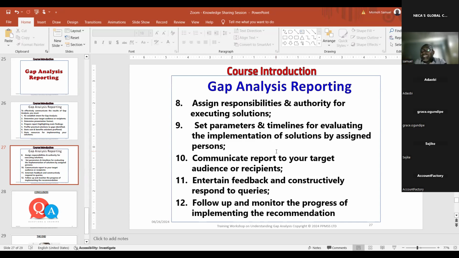So when you are circulating this report, the first question is, who are the authorized persons to receive this report? The report must not end up at the desk of anybody who is outside that group.